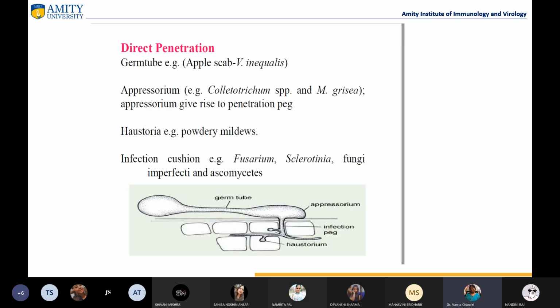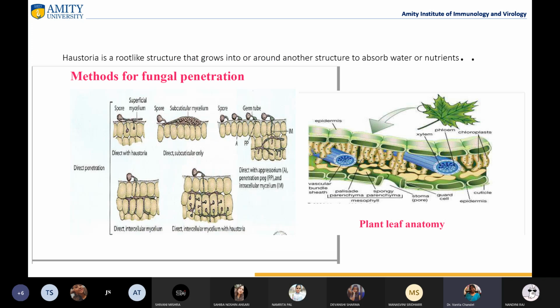So direct penetration, this is the example. They've given different examples: germ tubes in apple scab, Venturia inaequalis; then appressorium is formed in Colletotrichum species and Magnaporthe grisea, right? Haustoria are formed in powdery mildew, or infection cushion, right? So the germ tube is formed, the appressorium is formed, then the infection peg and the haustorium at the end, which will lead to the direct penetration.